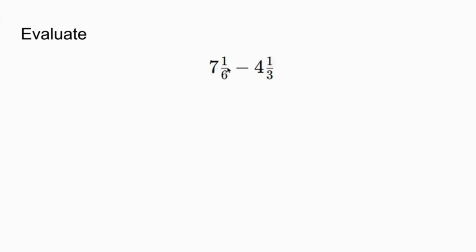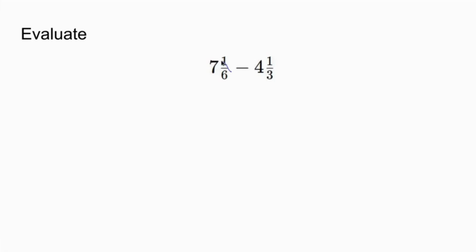Evaluate 7 1/6 minus 4 1/3. All right, first things first, when subtracting mixed numbers, I really like putting them into improper fractions first. So that's what I'm going to do. I'm going to turn 7 1/6 into an improper fraction, and I'm going to turn 4 1/3 into an improper fraction. How do you do that?